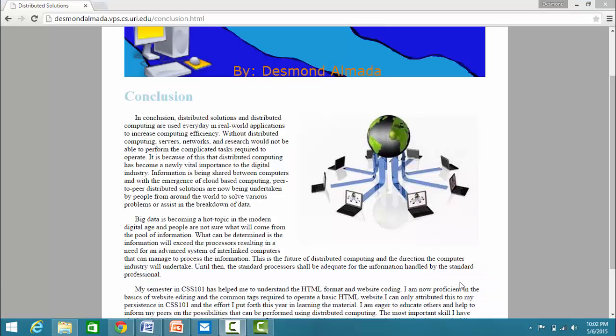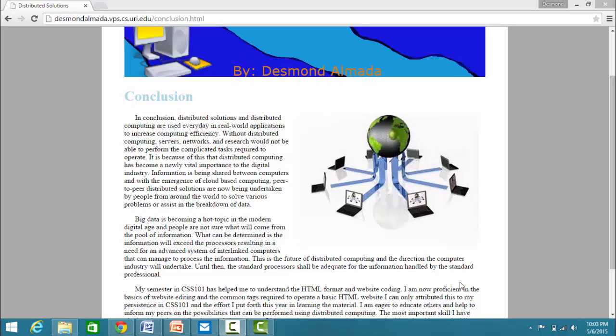In conclusion, distributed solutions and distributed computing are used every day in real-world applications to increase computer efficiency. Without distributed computing, servers, networks, and research would not be able to perform the complicated tasks required to operate. It is because of this that distributed computing has become of vital importance to the digital industry. Information is being shared between computers, and with the emergence of cloud-based computing, peer-to-peer distributed solutions are now being undertaken by people from around the world to solve various problems or assist in the breakdown of data.